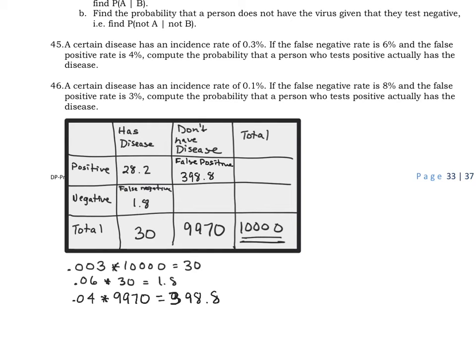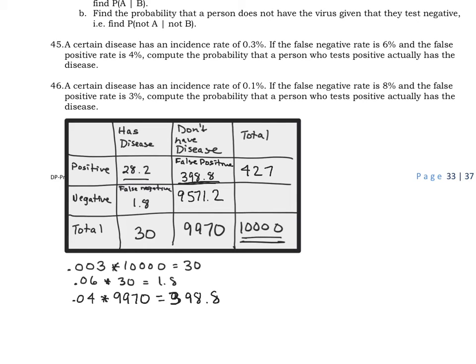So to figure out the people who tested negative who don't have the disease, we will subtract this number from 9,970, and we get 9,571 2/10. To get our totals for the number of people who tested positively, we're going to add this first row, and that gives us 427.